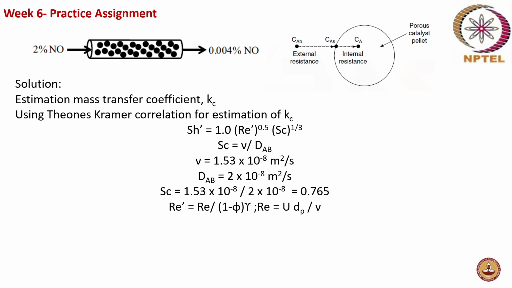Now what is the Reynolds number? The Reynolds number is given by u into dp by nu, where u is the superficial velocity, dp is the particle diameter, and nu is the kinematic viscosity. What parameters do we already have for determining the Reynolds number? We already have the diameter of the particle. The radius of the particle is given as 3 into 10 power minus 3 meter, so the diameter will be 6 into 10 power minus 3 meter. And the kinematic viscosity nu is 1.53 into 10 power minus 8 meter square per second.